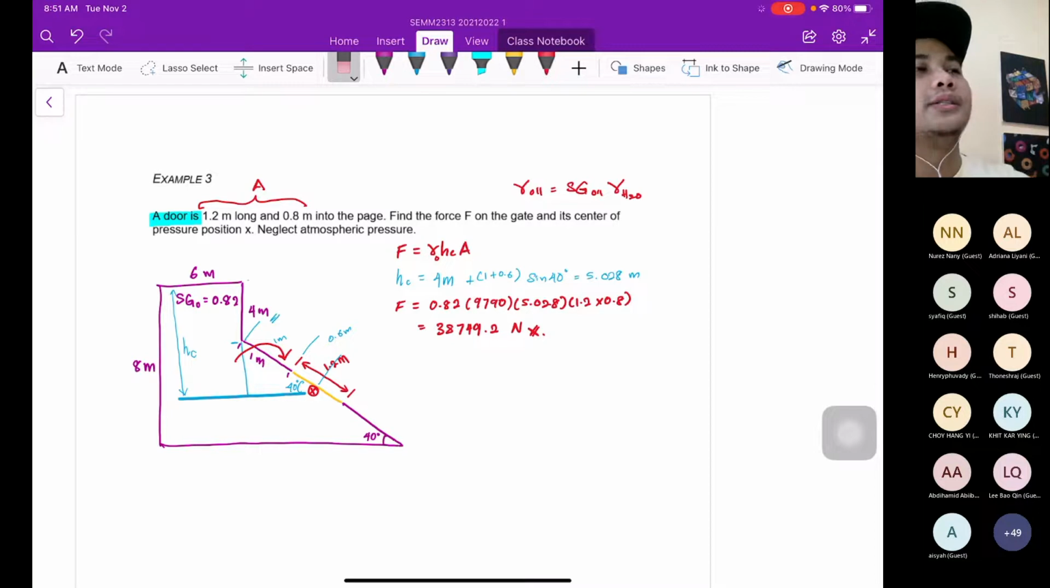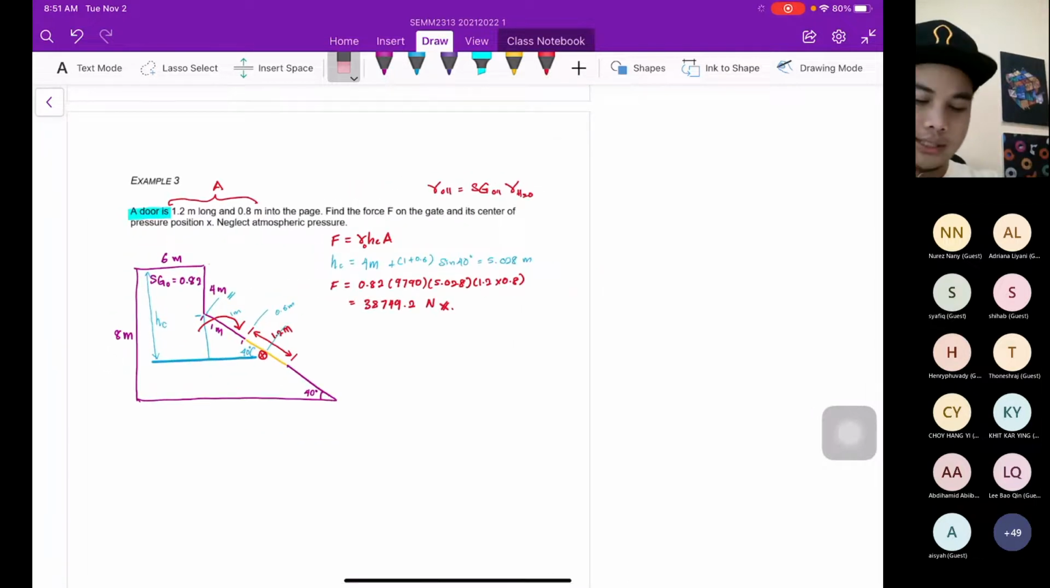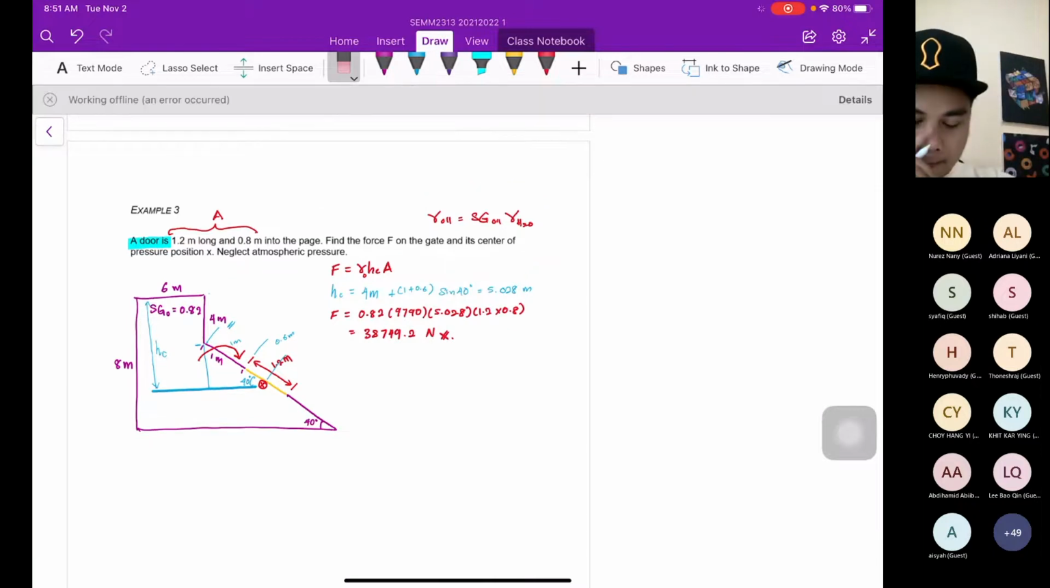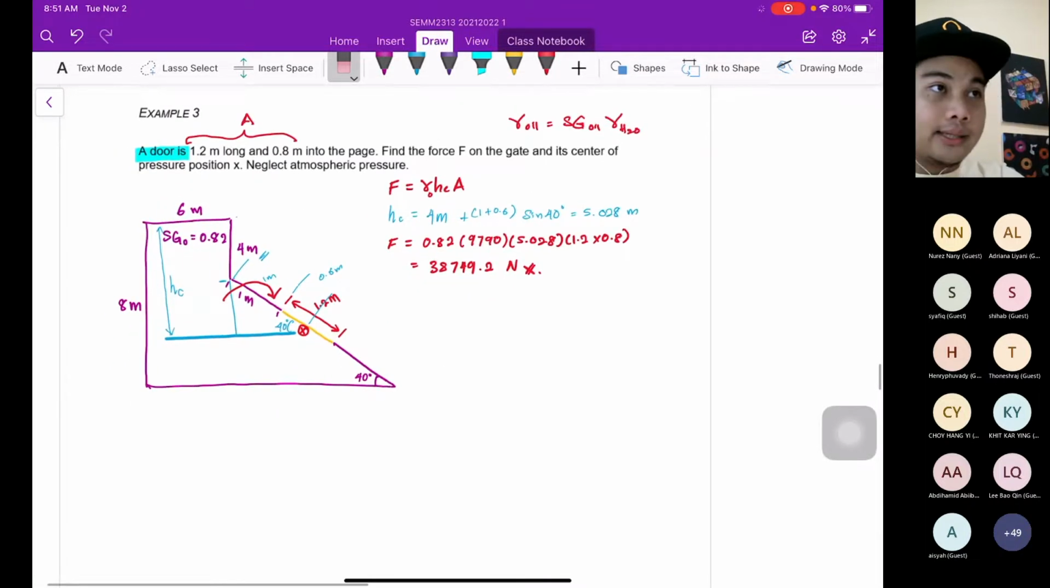Okay. I hope that once you solve this question, you know basically the hypotenuse, the cosine, alright? So the next question, you need to find the position of X, okay? How to get this?